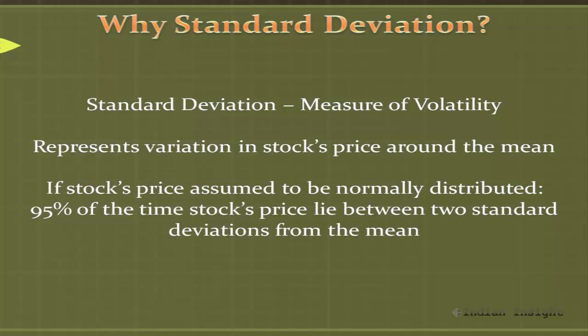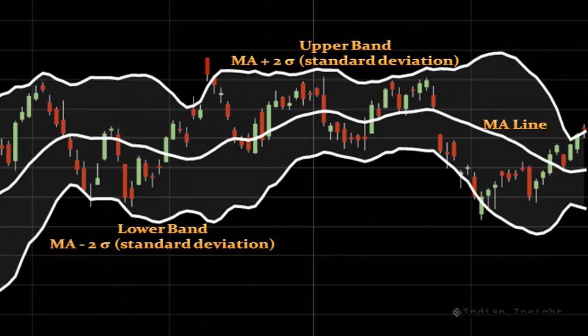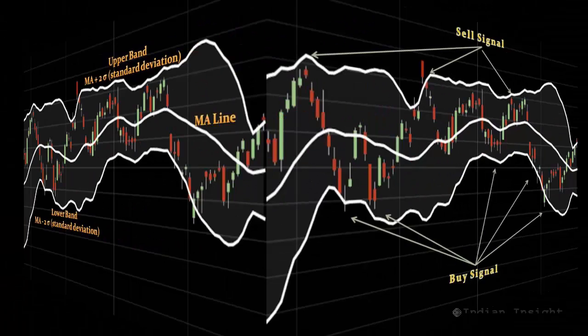Since standard deviation is a direct measure of volatility, the more volatile the security's price, the wider is the range between the two outer lines or the outer bands. So for example, here the two bands are far away from the moving average line because there is high volatility, but as the volatility decreases, these two bands come closer to the moving average line. Bollinger Bands can be used to create trading strategies that can be easily computerized and tested.